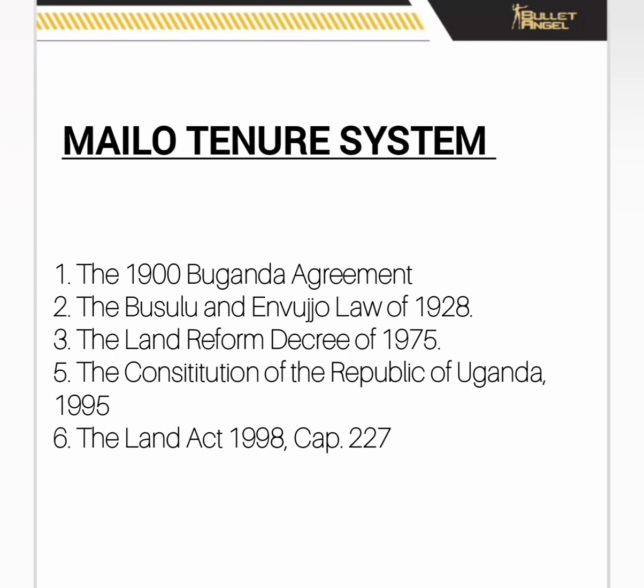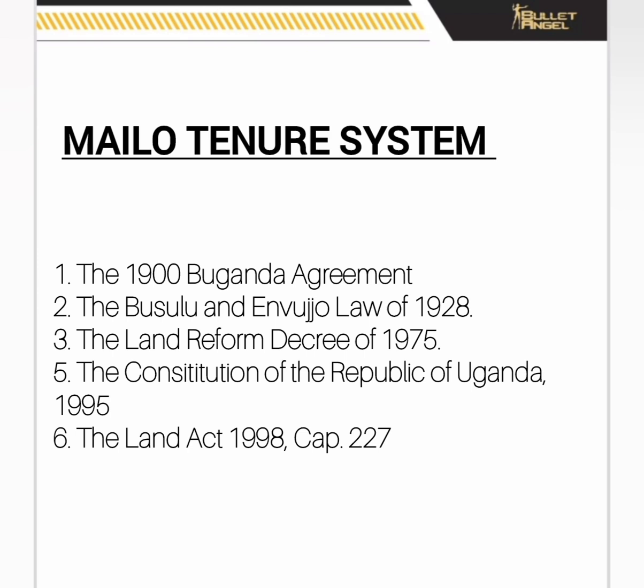This was because the Bataka land rights had not been addressed by the 1900 Buganda Agreement. So in the alliance with the peasants, whose labor and revenue had been excessively exploited by the new landlords, both parties staged a struggle, the Bataka movement of the 1920s. In response, the British government forced the Lukiiko to pass the Busulu and Envujo law of 1928 to mainly regulate the rights and obligations of the Bibanja or Mailo owners.